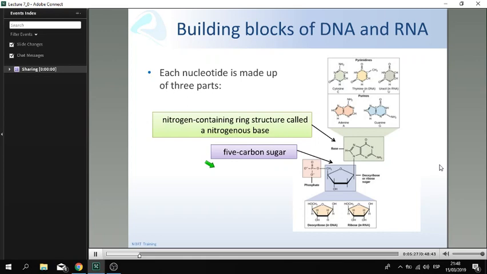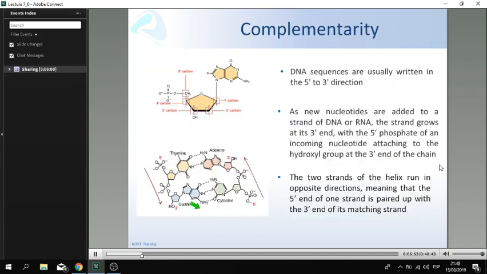Then we have a 5-carbon sugar, and you can see this sugar is again different depending on whether you have DNA or RNA. In DNA we have deoxyribose, and then in RNA we have a slightly different version, and this is ribose, so this is where they differ as well. And then we have at least one phosphate group that is attached to our 5-carbon sugar.